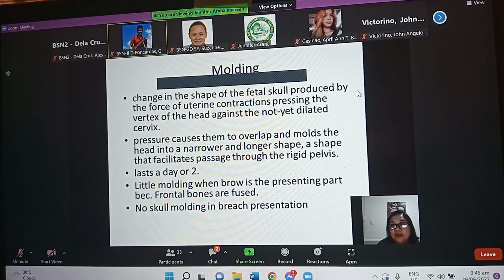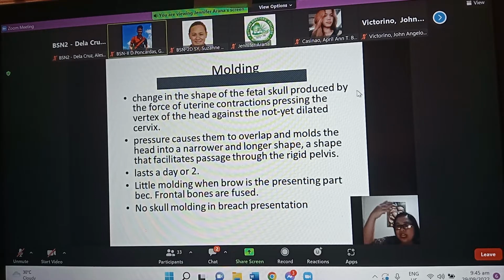Pressure causes them to overlap and molds the head into a narrower and longer shape, a shape that facilitates passage through the rigid pelvis. So because of the suture, iba kay close ang mga bones sa bata sa ulo, so mag-overlap na siya, no? Okay, mo change ang shape, mahimo siyang talinis gamay, medyo murag cone head, no? That will allow passage of the fetus to the maternal pelvis.